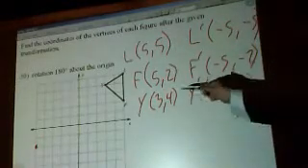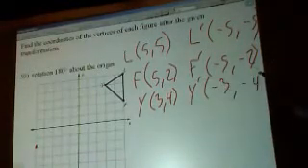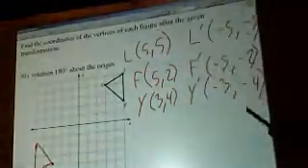Okay, so we have L is 5, 5, okay? So that means L prime has to be negative 5, negative 5. You got me? Right down here. Alright, F is 5, 2. So F prime is negative 5, negative 2. So I go to negative 5 and negative 2. Now Y is 3 and 4. So that means Y prime, just change the sign of both numbers. I get negative 3, negative 4. And that's the image, okay guys? So that's the way you rotate 180.